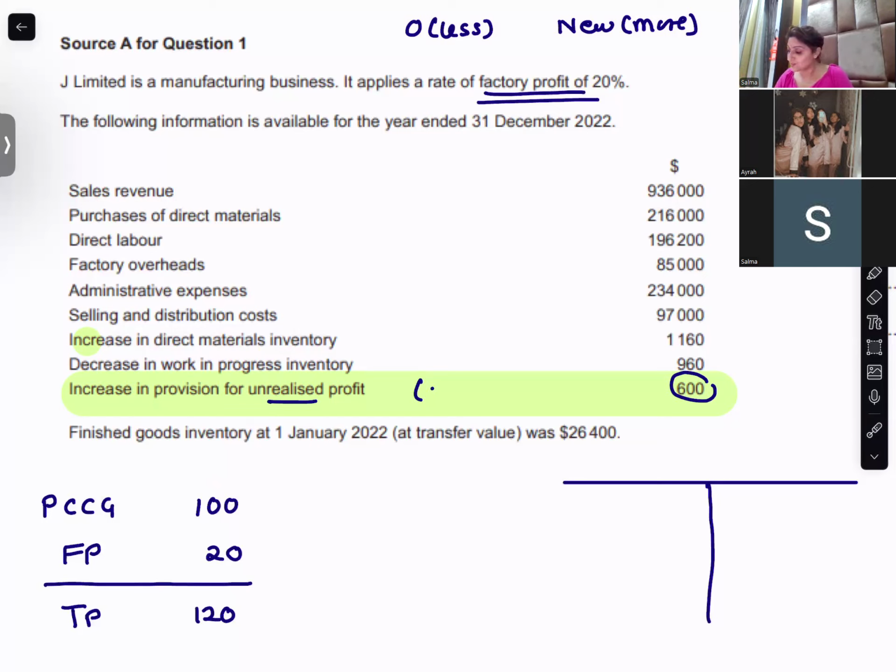So the new provisions is more. If the new provision is more, that means the old minus new will be negative. Old minus new is negative, that means it is a loss. If it is a loss, then profit and loss will be debit. PUPA will be credit. So when I'm making the provision for unrealized profit account, for this increase in the PUPA will be credit. And I will write profit or loss. Okay. Are you with me? Yeah.